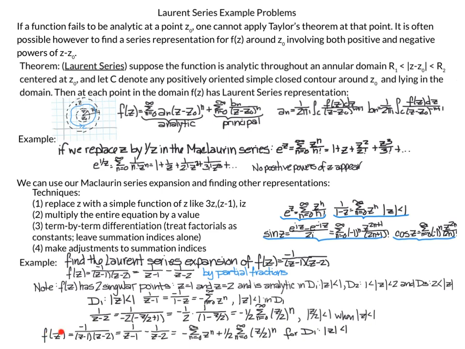So now we can write f of z equals 1 over z minus 1, minus 1 over z minus 2, plugging in minus the summation of z to the n for 1 over z minus 1, and also plugging in this summation for 1 over z minus 2. But we also have this negative, so this becomes a plus 1/2 times the summation of (z over 2) to the n. And this is good for D1. That's our quick overview, so now let's go through the other problems.